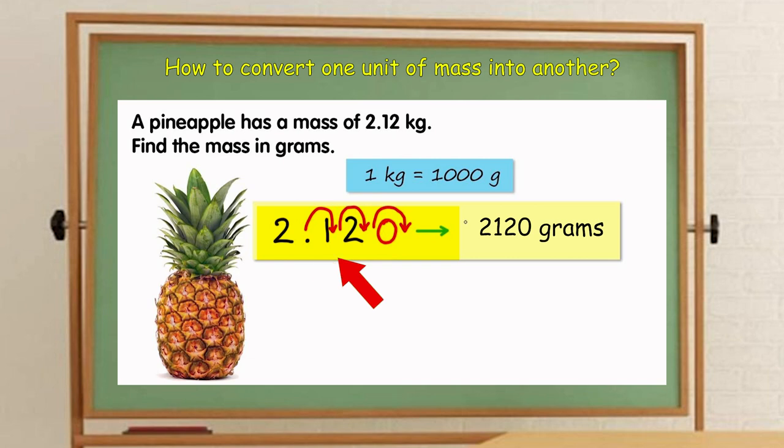So we move it 1, 2, 3. Therefore, 2.12 kilograms is actually equivalent to 2,120 grams, because when we move those points 3 places, the point goes behind 0. Okay, so it's that simple.